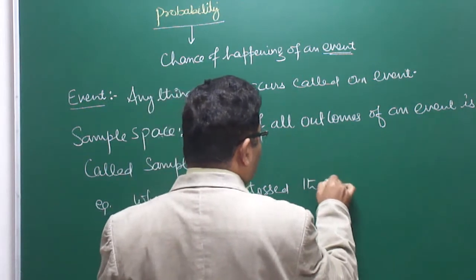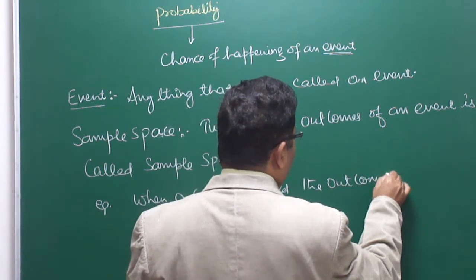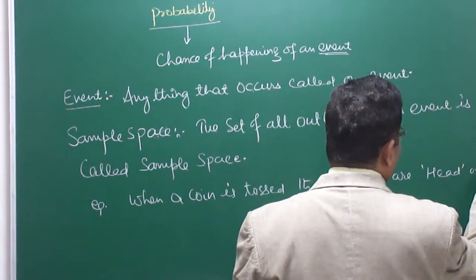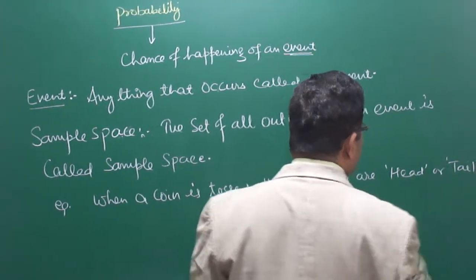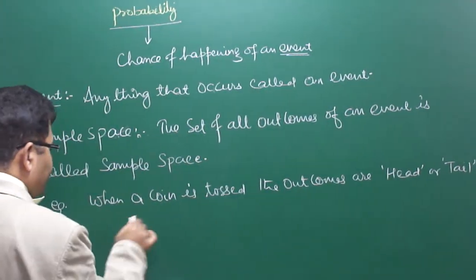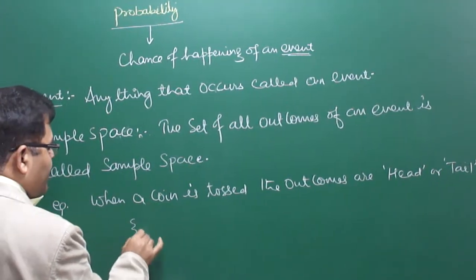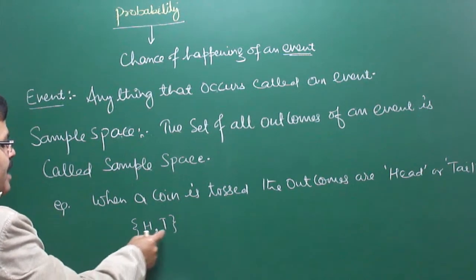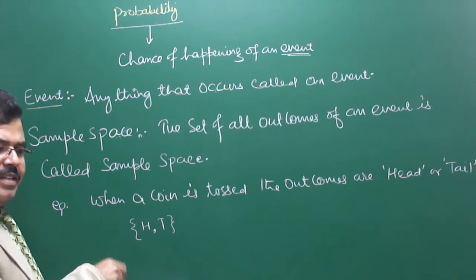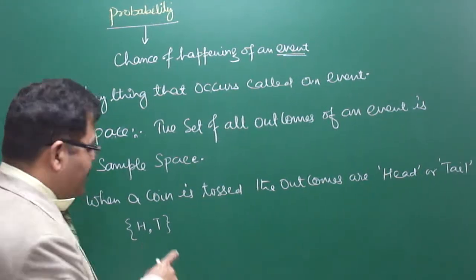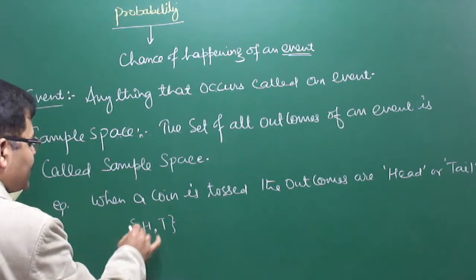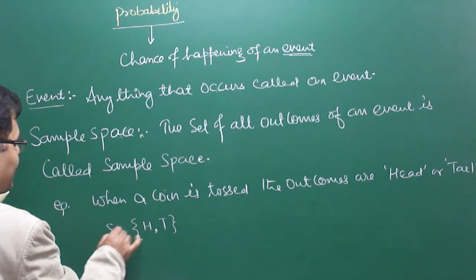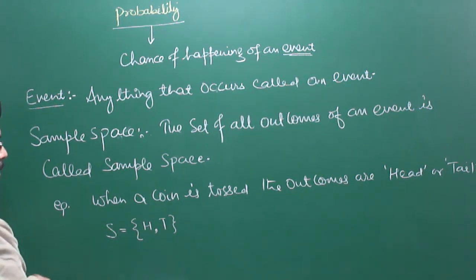the outcomes are head or tail. If head is denoted by H and tail is denoted by T, then the outcome set can be represented as {H, T}. You know well, the elements of a set can be represented in curly brackets. So this is the set of all possible outcomes, and that is described as S. S stands for sample space.